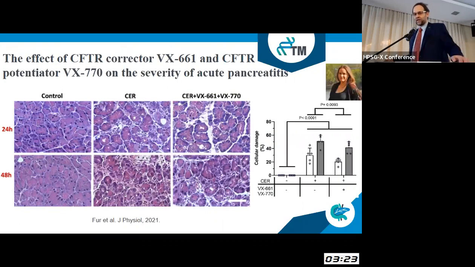We've also had a look at various drugs that act on CFTR, the VX661 corrector and the potentiator VX770. When we administered these during the course of acute pancreatitis, starting as a pre-treatment, we found that both at 24 hours and 48 hours, there is a reduced severity of acute pancreatitis in these animals.